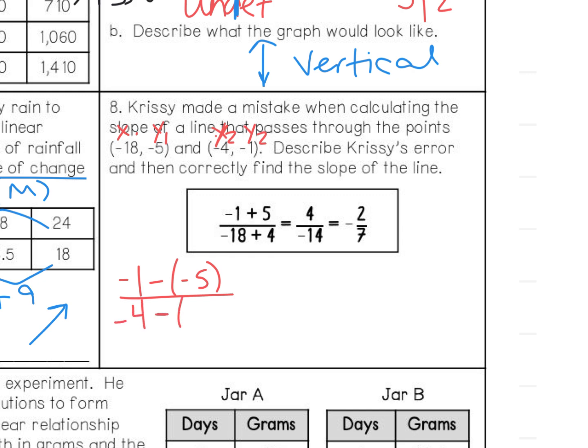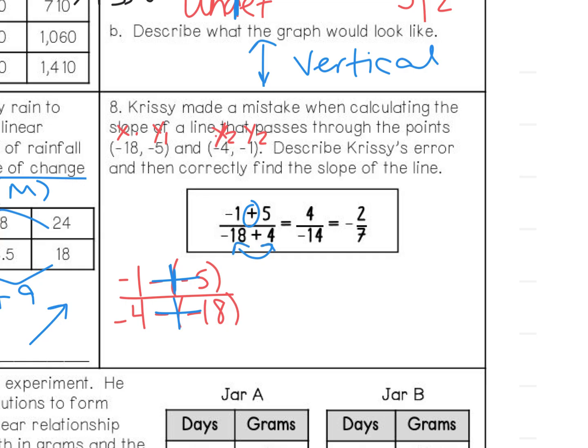-4 minus, what's my X1? -18. So what was Christy's mistake? Well, okay, so the plus is, what do you know about a negative? It becomes a positive. So technically this is correct, but what did she do wrong? -18 plus. Yeah, this is backwards.